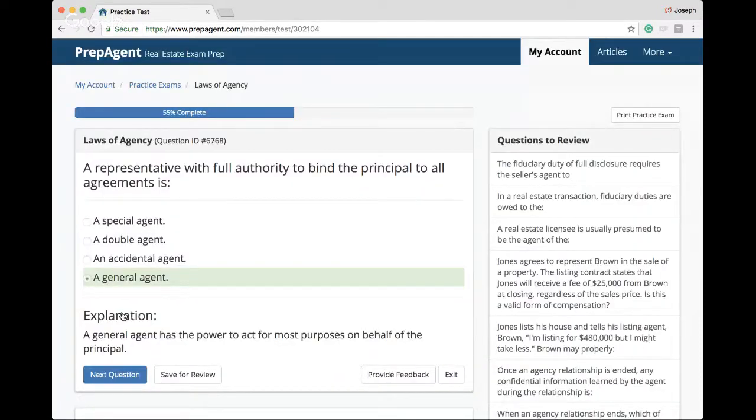Okay, when you see the word all, it's general. A special agent does a specific act. When you're a real estate agent, you're doing a specific act. You're finding a buyer, that's it. A double agent, I think that's from like James Bond or something. Doesn't apply to us.